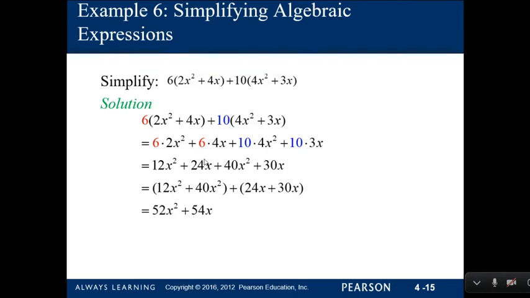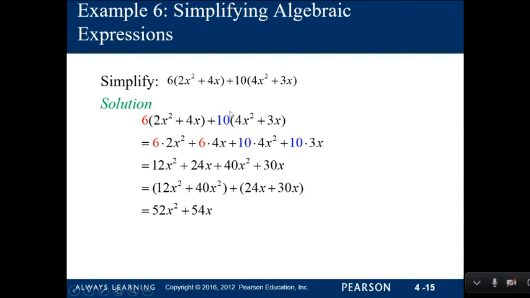Now, if there is no number immediately in front of the parentheses, you assume it to be a 1, just like in front of a variable. You would distribute through a 1, which basically just drops off the parentheses. But in this case, I've got to take the 6 and distribute it to both the terms. Once the parentheses stops, you stop distributing. So it's going to be 6 times 2x squared and 6 times 4x, which they've demonstrated down here.